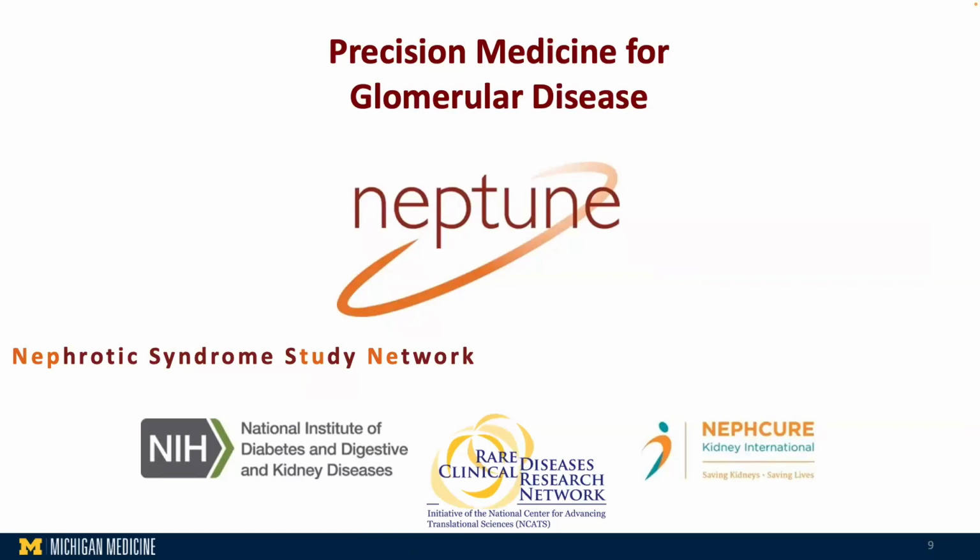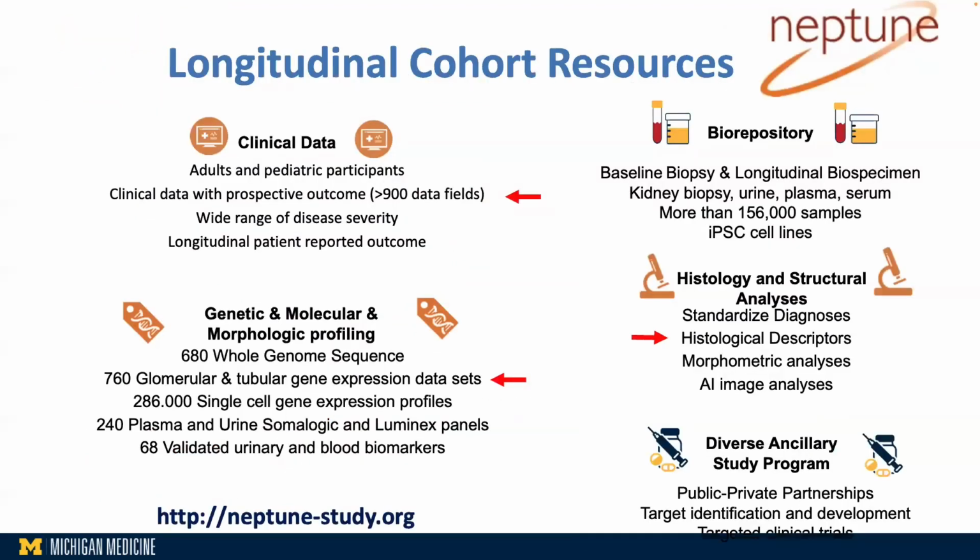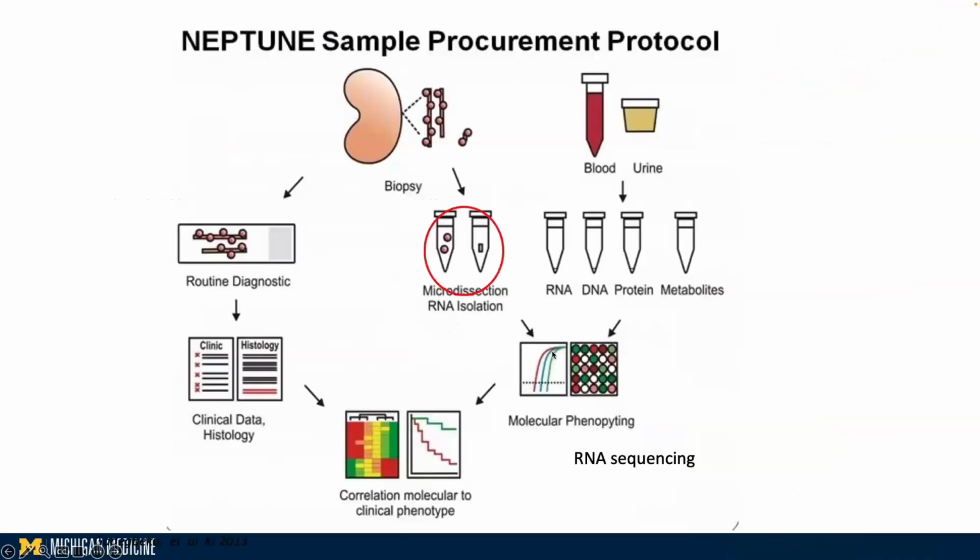So a lot of you have seen these slides, the Precision Medicine for Glomerular Disease in Neptune, the Nephrotic Syndrome Study Network. We'll start there. It's a multi-center trial, 32 North American sites, capturing tons and tons of data, clinical data with outcome, 760 glomerular and tubular gene expression data sets, and histology and structural analysis, among other things.